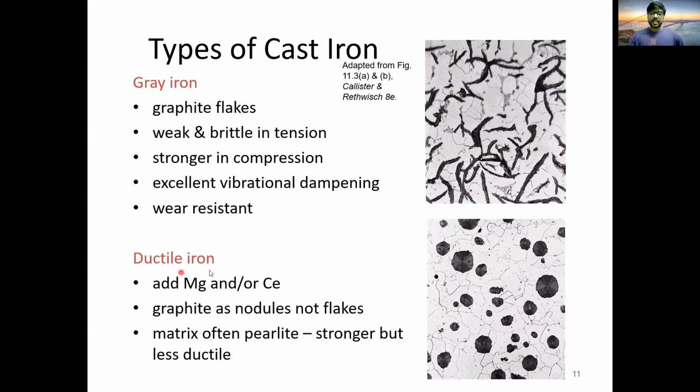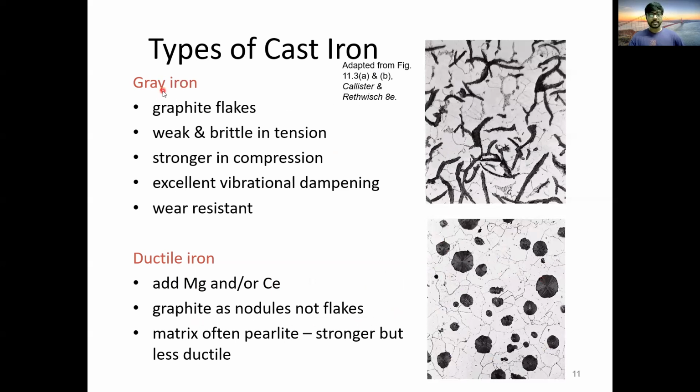And another iron is ductile iron. From the name, we can already predict that this kind of iron will be ductile and less strong or less hard. So if we add some magnesium or cerium to the cementite or pearlite form, it can form ductile iron. This is the figure of ductile iron. Graphite as nodules, not flakes.